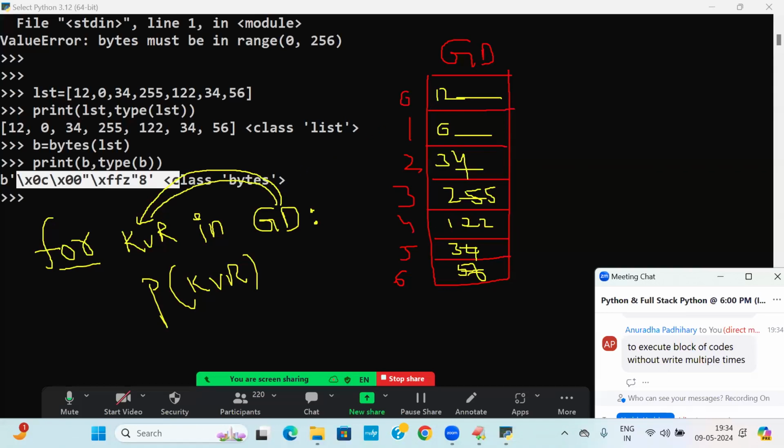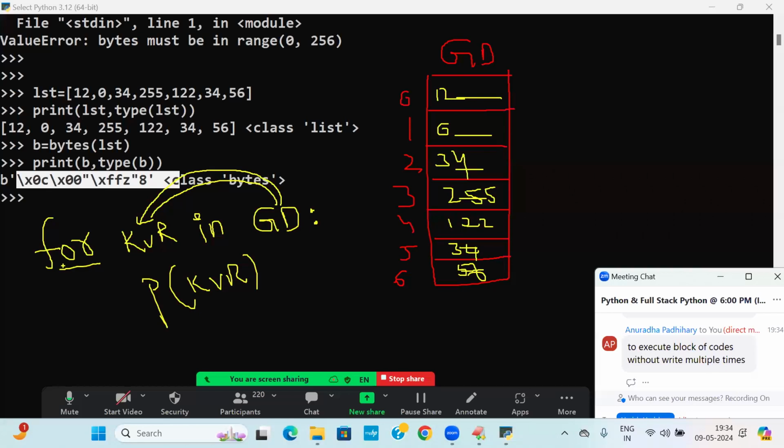The C language for loop syntax is different. The Python for loop is different. I'm not talking about the C language for loop. I'm talking about the Python for loop strictly. Understand the Python for loop now itself, easy. For keyword will take what? Automatically it takes the first value.